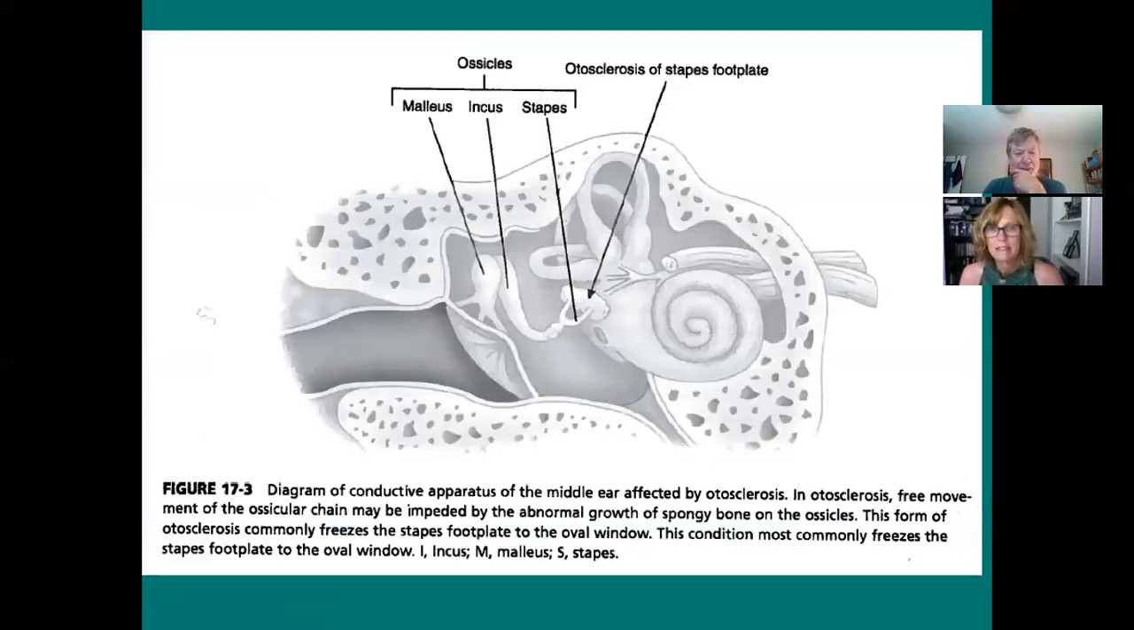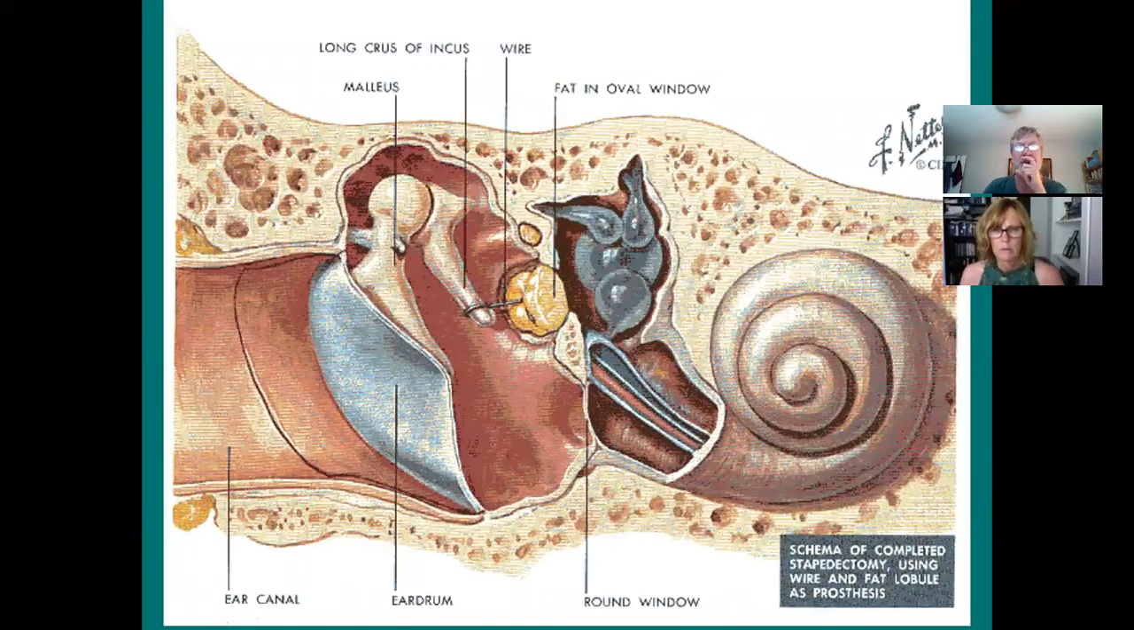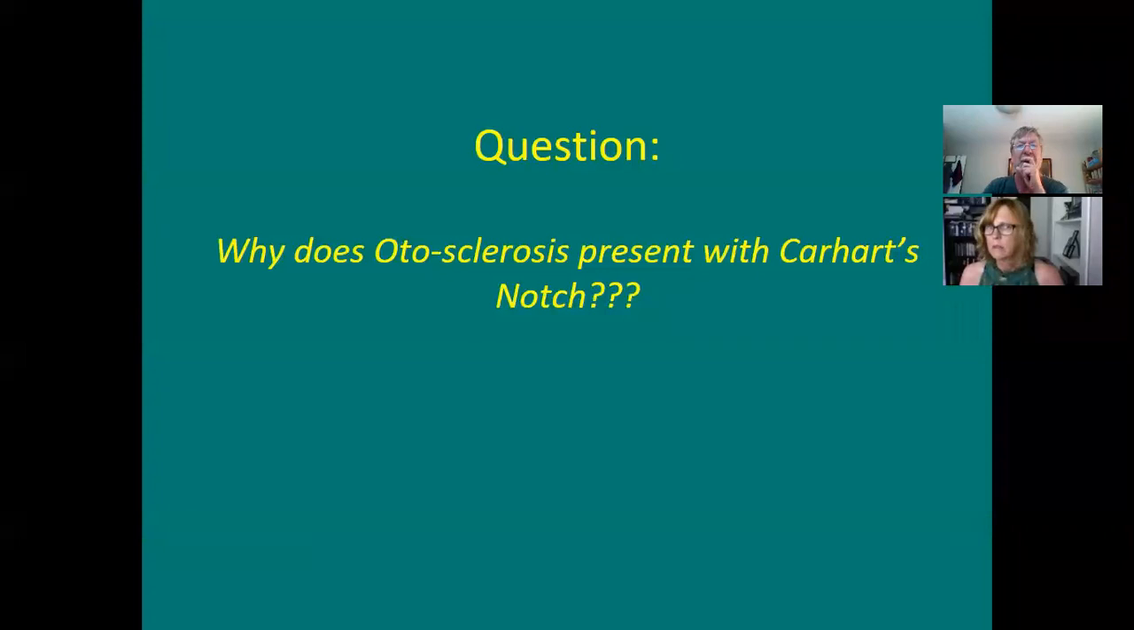So basically, this is a diagram of the conductive apparatus in the middle ear affected by otosclerosis. Here's your otosclerosis growing around the footplate of the stapes. There it is again. And there's the surgery, therefore. They do it, there's various ways of doing it. But this is the question we need to answer for ourselves.